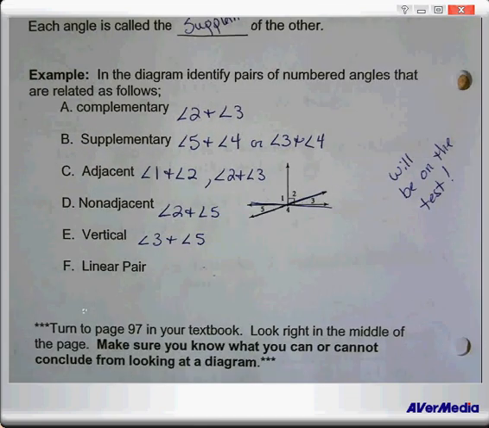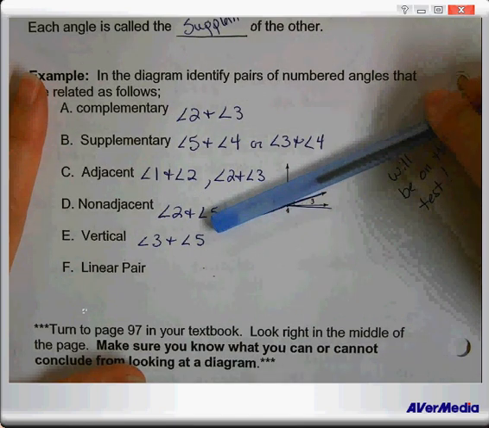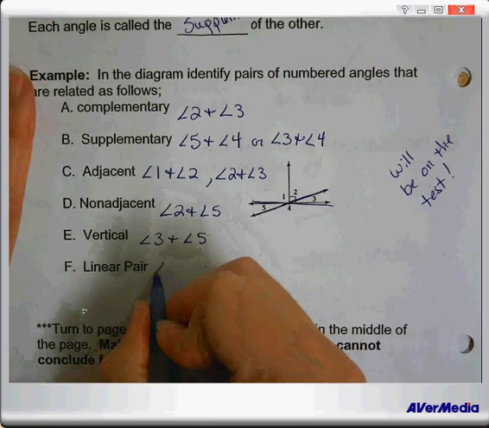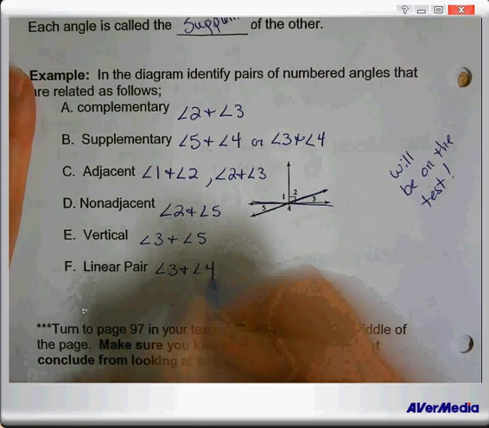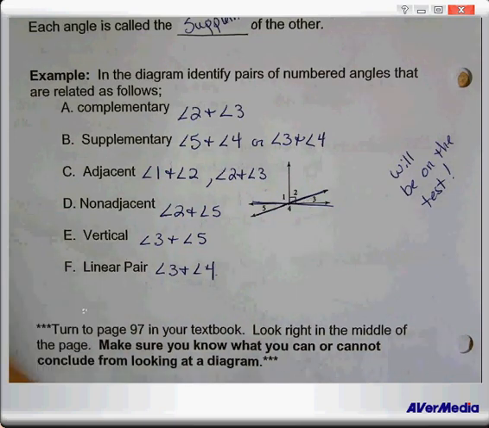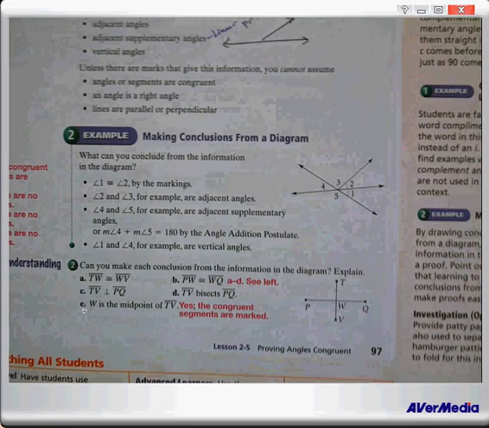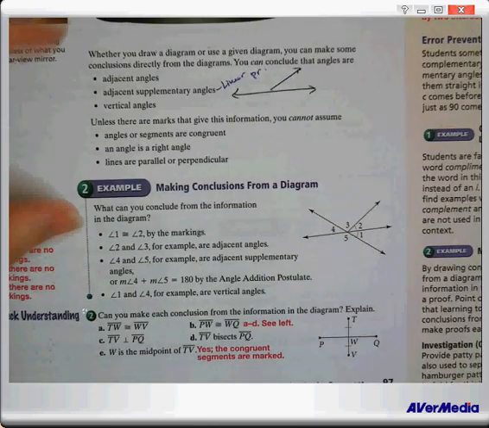Now I want to share with you from our textbook things you can or can't assume from diagrams because we don't want to assume too much information when we're working in geometry. So in your textbook on page 97, right in the middle, they talk about what you can or can't assume. And I just want to zoom in so you can see this. Now, it says whether you draw a diagram or use a given diagram, you can make conclusions directly from the diagrams. You conclude the angles are adjacent angles, adjacent supplementary angles, hello, a linear pair, right? Or vertical angles. Those are things you can assume.